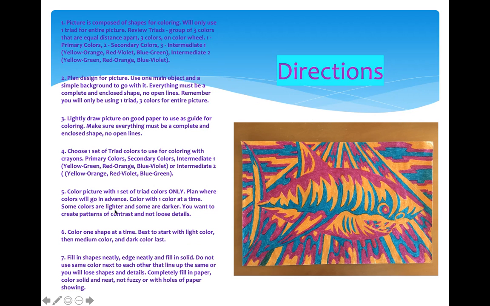Some colors are lighter. And some colors are darker. You want to create patterns of contrast and not lose your details. So you can see, even though I only have 3 colors, I can still see my shark. I can see the sun rays coming through the water, and I see the water in the background.